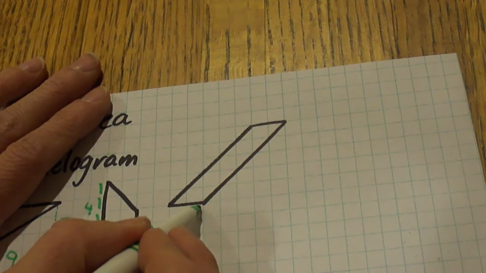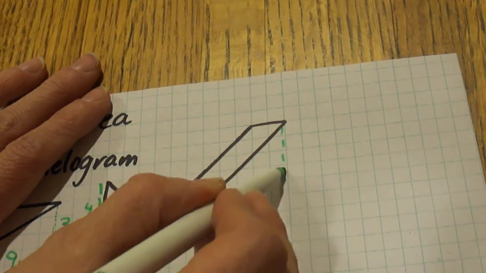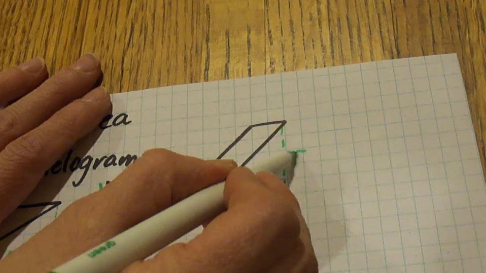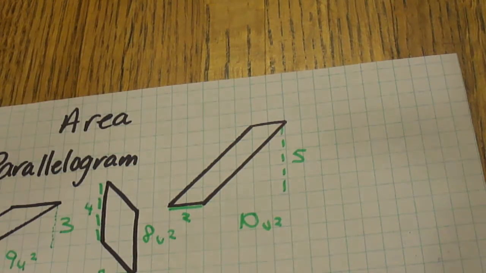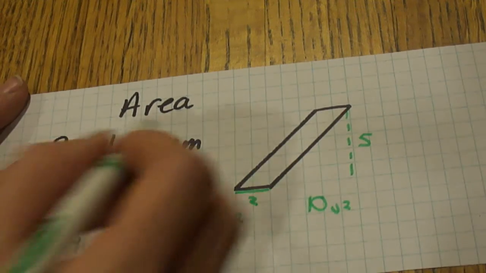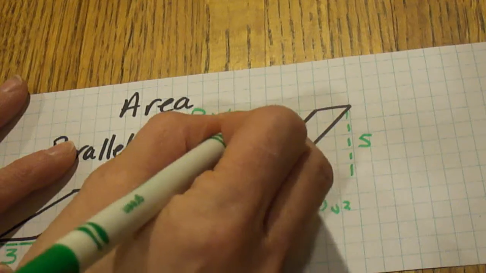The third parallelogram has a base of 2 and a height of 1, 2, 3, 4, 5. So it has an area of 10 units squared. The area for all parallelograms is also always base times height equals area.